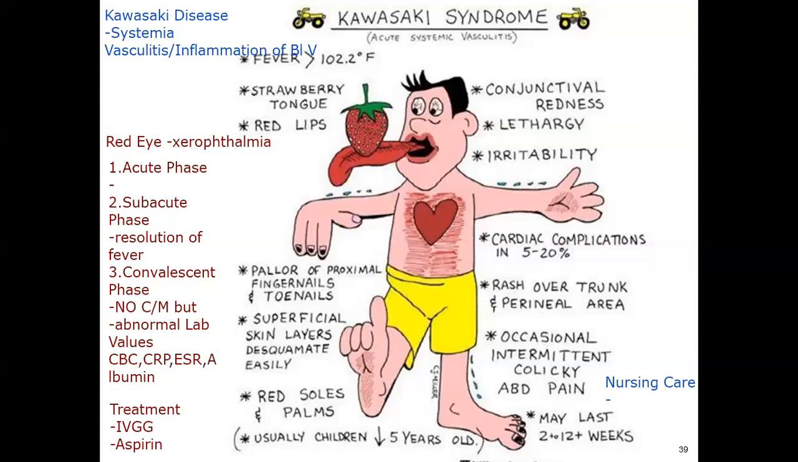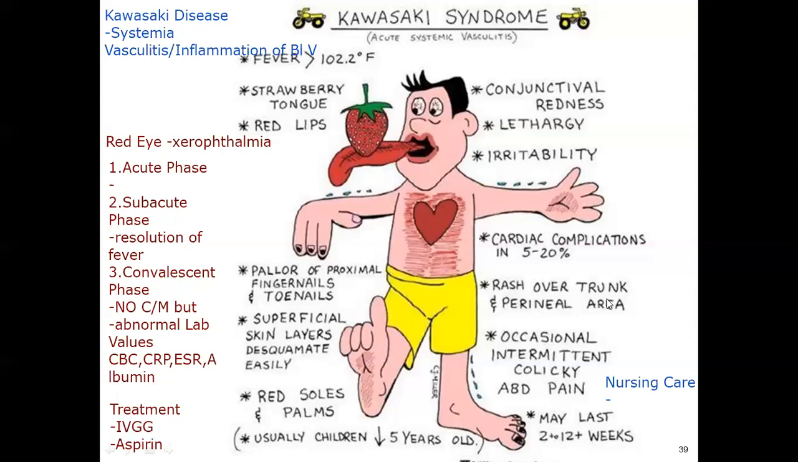So what is the treatment? If the patient presents with all of the signs and symptoms of Kawasaki disease, we give them gamma globulin, especially intravenous gamma globulin, or high dose aspirin.